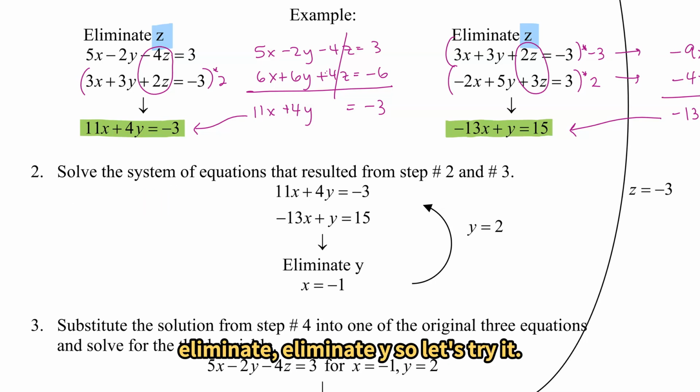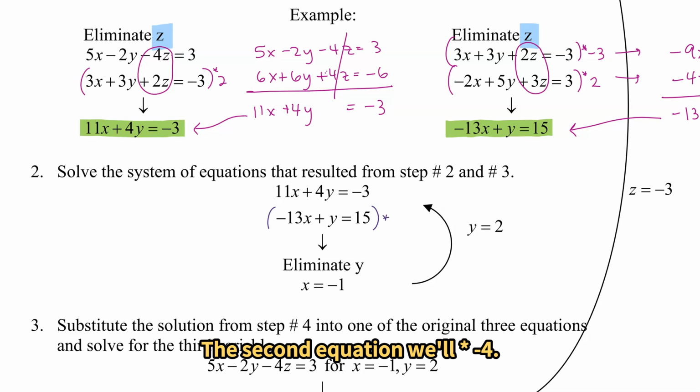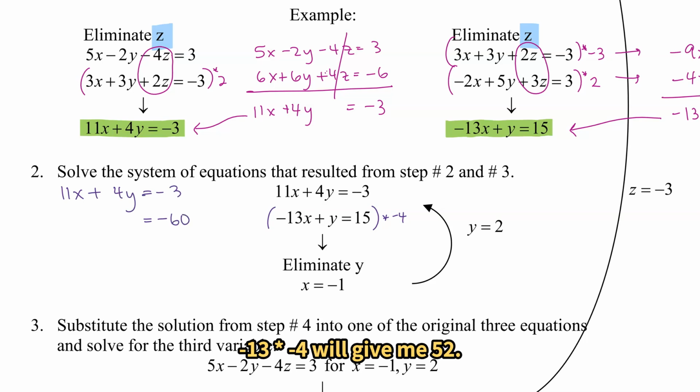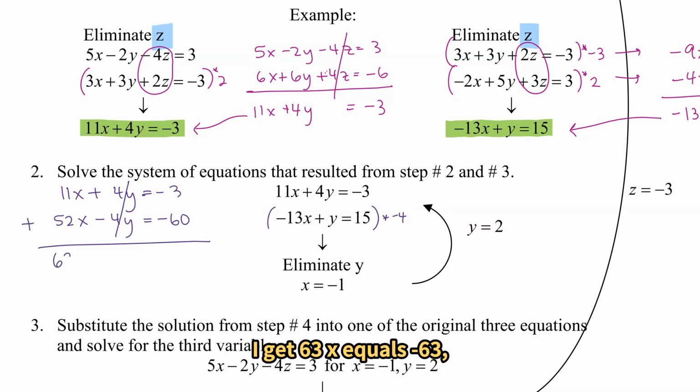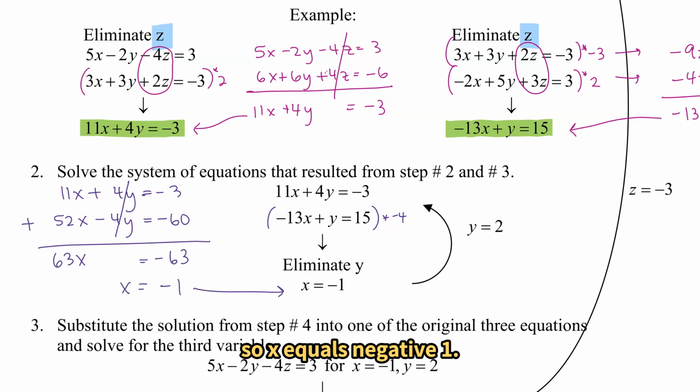Okay, if I'm going to eliminate, it says eliminate y, so let's try it. The first equation I'll leave by itself. The second equation we'll multiply by negative 4. And negative 13 times negative 4 will give me 52. The 4 y's will cancel, and I add them together. I get 63x equals negative 63. So x equals negative 1.